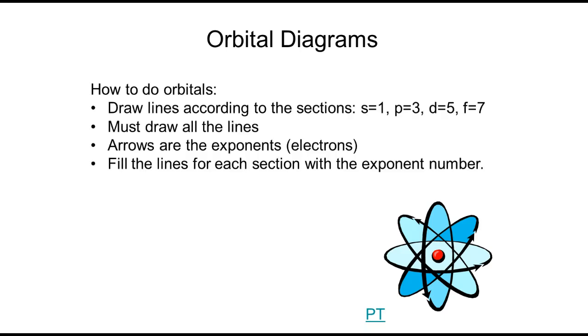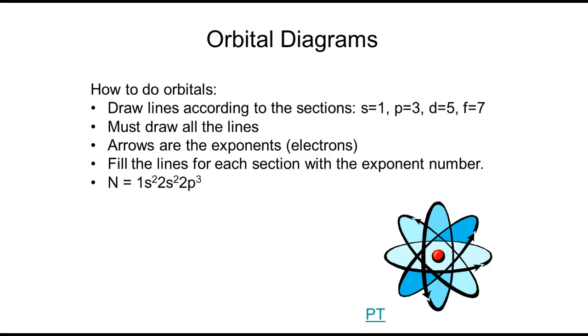All right, so how to do orbitals. A couple of rules. You need to draw a specific number of lines according to whatever section or orbital you're in. So if you have an S, you draw 1 line. If you have a P, you draw 3. If you have a D, you have 5, and an F, you have 7. You have to draw all the lines depending on what letter, what orbital you're looking for, and you're going to use arrows to represent the exponents or the electrons. You're going to fill in the lines for each section with the exponent number. So what does that look like?